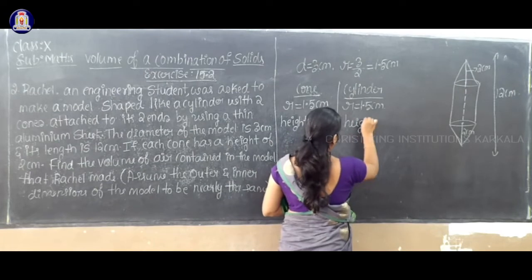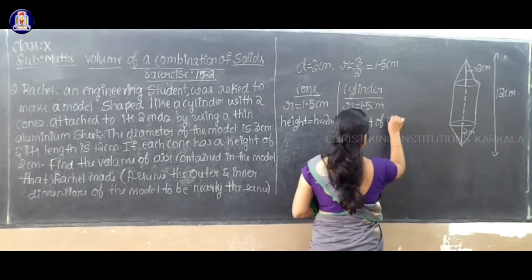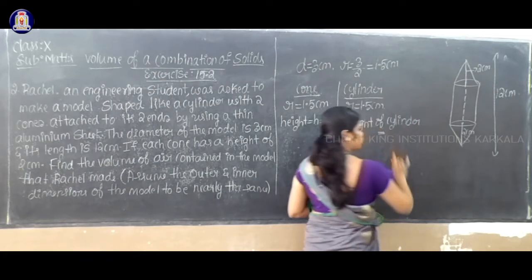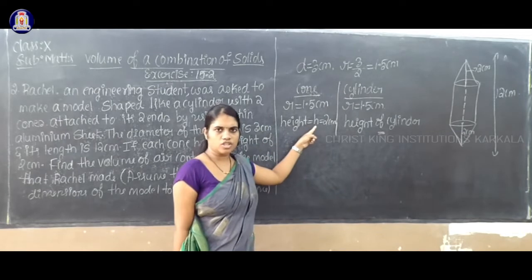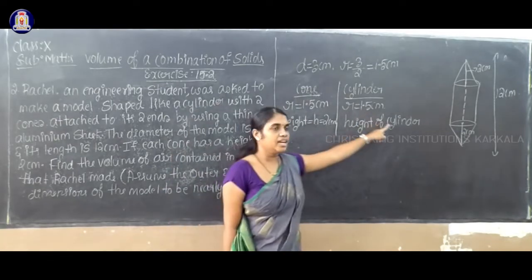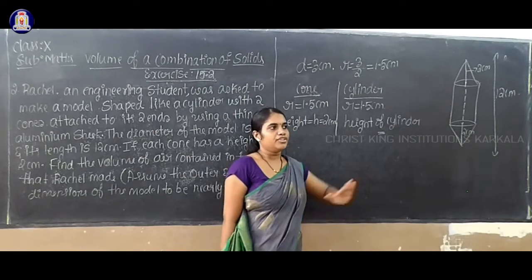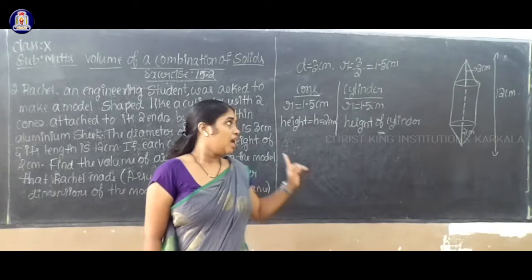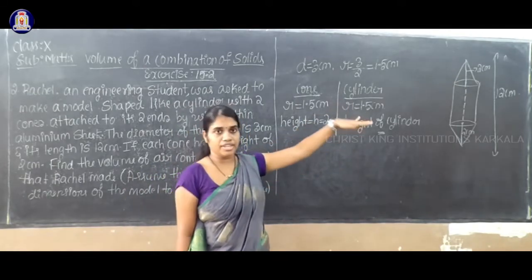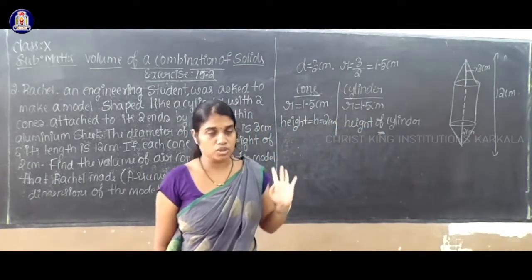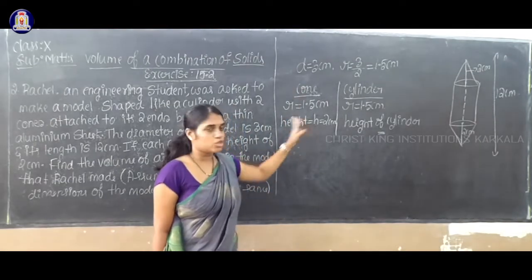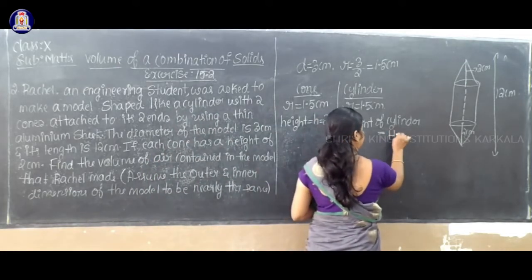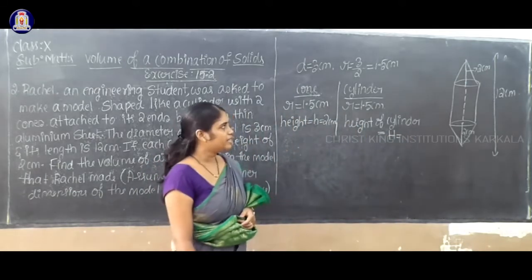Height of cylinder. But here I'll use a capital letter H instead of this H, because I have already used small letter H. If you write the same symbol while solving the problem, you will get confused, because the height of the cone is different as well as the height of the cylinder is different. So for the height of the cone, I'll use small letter H. For the height of the cylinder, I'll use capital letter H.